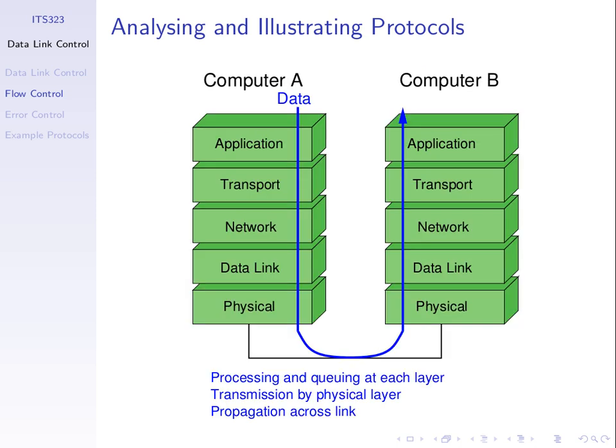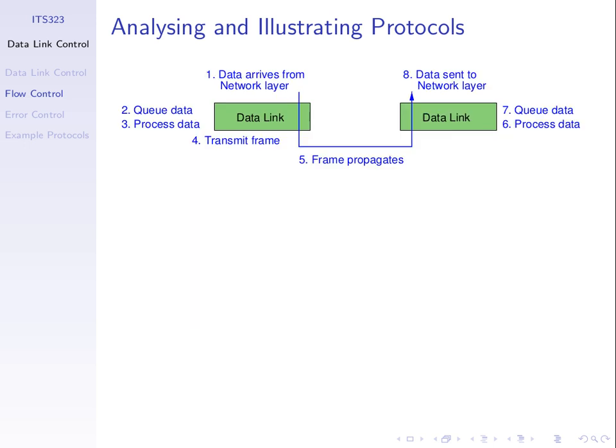If we focus just on the data link layer, let's see what happens at the data link layer. We receive data, we transmit to the physical layer, and then we receive here. We can break it into these 8 steps. We receive data from the higher layer, step 1. We may have to queue the data. There may be some queuing delay. Maybe it's 0. Maybe there's some delay there. We process the data. It takes some time.